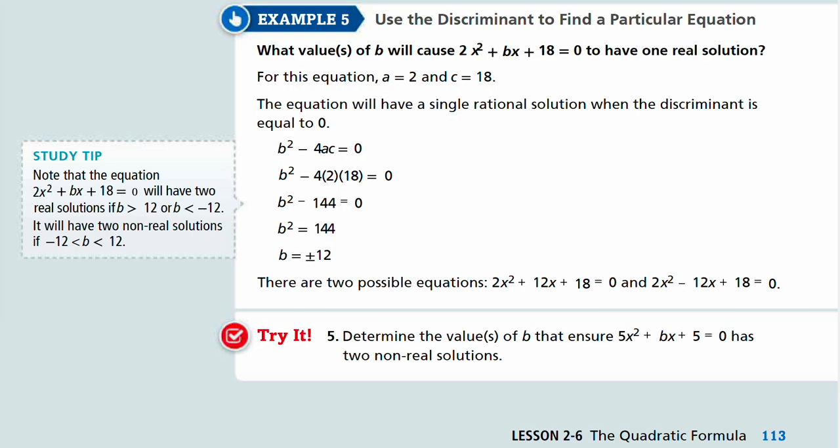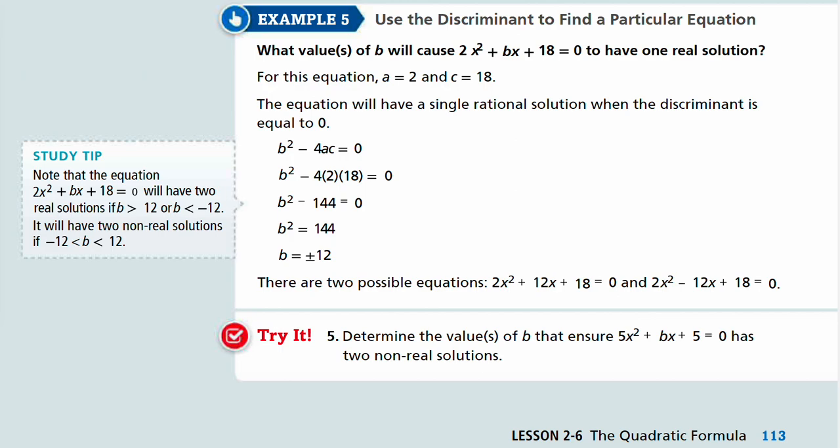Number 2, lesson 3-6, quadratic formula, example 5, which is the last example. Use the discriminant to find a particular equation. What values of b will cause 2x squared plus bx plus 18 equals 0 to have one real solution?